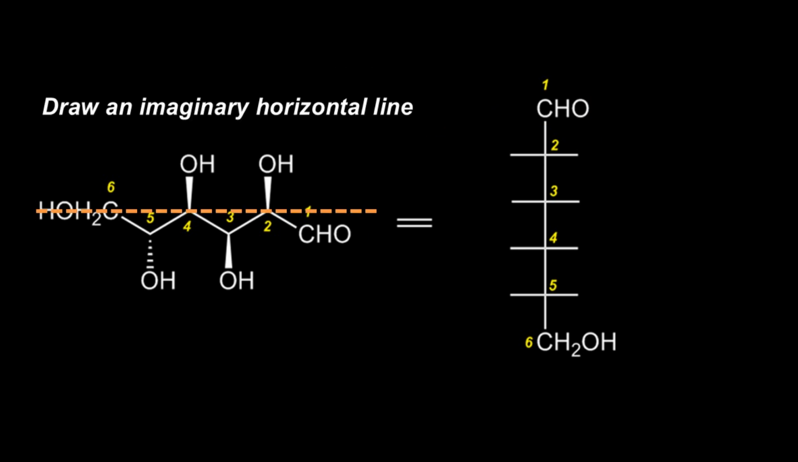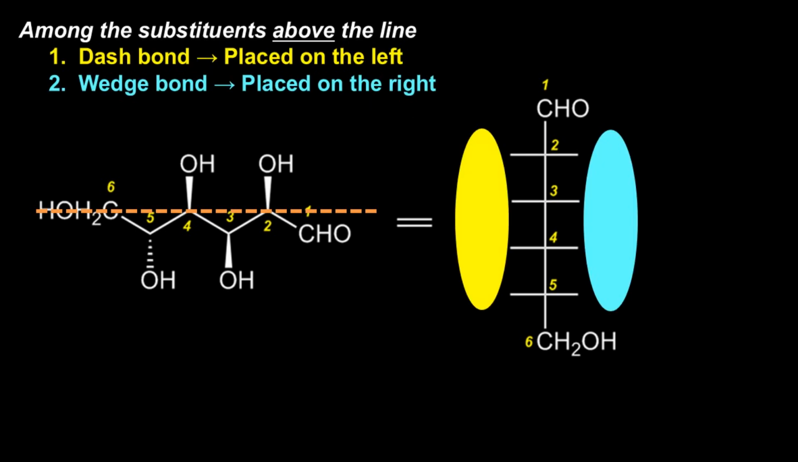Next, we draw an imaginary horizontal line right through the middle of the carbon chain. This line acts like a reference point, helping us figure out which substituents are above and which are below it in the skeletal structure. It's a simple trick to make sure we place them correctly when drawing the Fischer projection. Just think of it as a guide to keep everything in the right place.